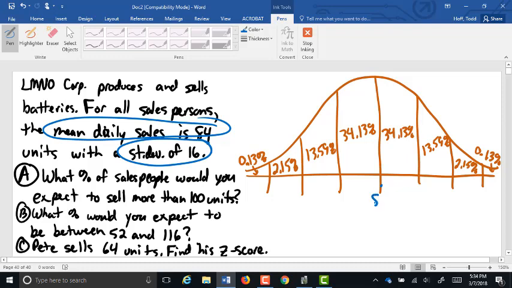The center is always the mean. That's the 84. Then as we go each step in either direction, we go up or down by the standard deviation. Going to the left, we go down. So this step here, 84 minus 16 would be 68. 68 minus another 16 would be 52. 52 minus another 16 would be 36. So that right there is 36.